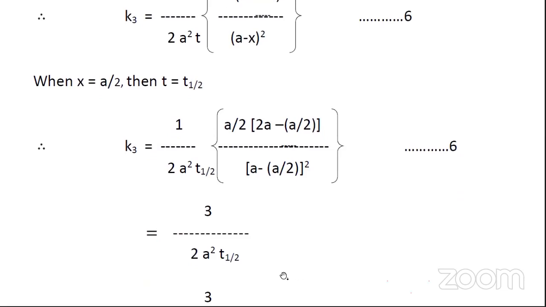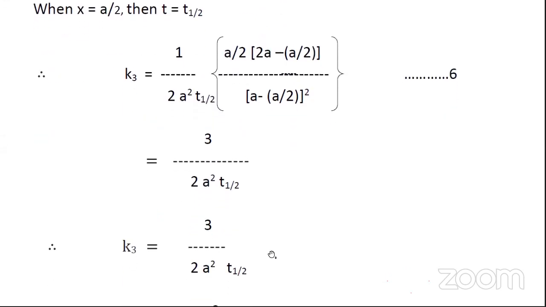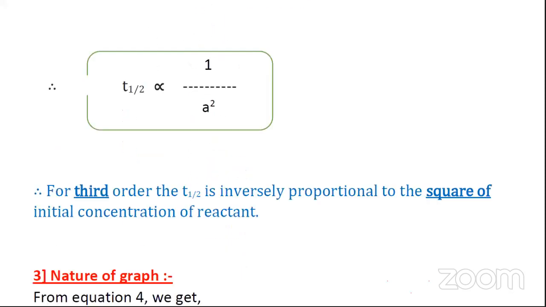Simplify this term, upper term and lower term, we get 3 by 2 a square t half. Therefore K3 is equal to 3 by 2 a square t half, hence t half is equal to 3 upon 2 a square K3. So we can say that t half of a third order reaction is inversely proportional to a square, or inversely proportional to the square of the initial concentration of the reactant. For third order, the half-life period is inversely proportional to the square of the initial concentration of the reactant.